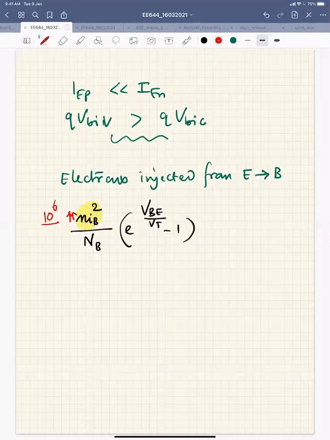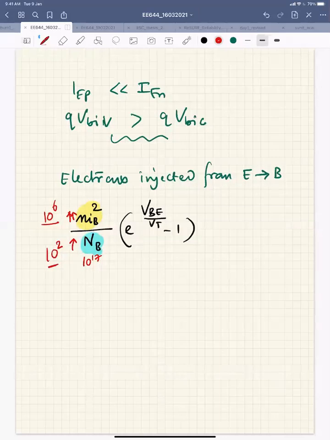But if you don't want that huge increase in current, what you could do at the same time is increase your NB. Let's say it was previously around 10 to the power 17 or less, and now you increase it to 10 to the 19. So you increase your NB by 100 times, and still you are getting a 10 to the 4 benefit.